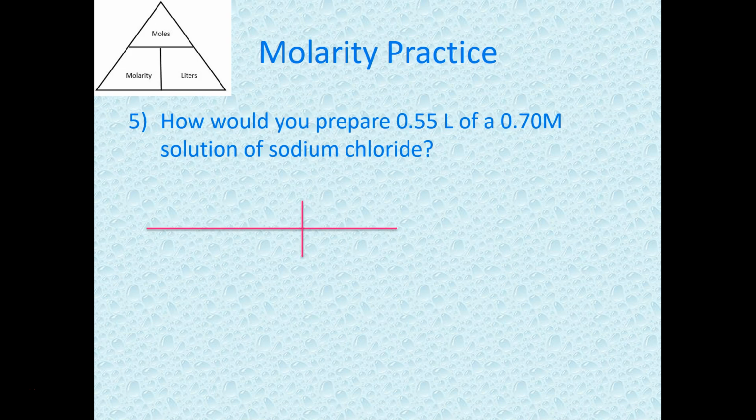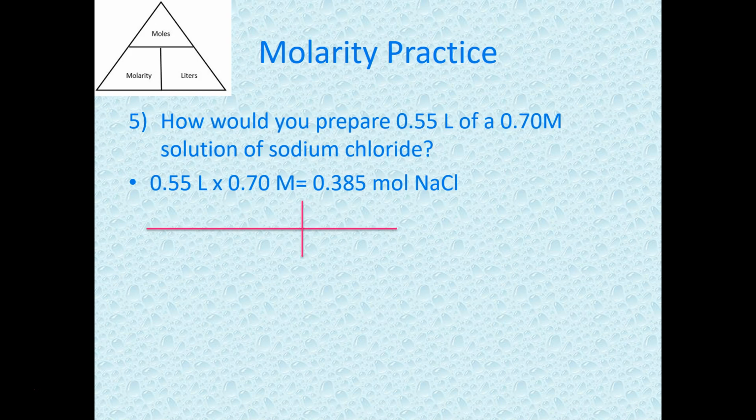So the first thing that we need to figure out is how many grams of that thing we're going to add, because we don't have balances that tell us in moles, so we need to go to grams. Up first, we're going to multiply our liters by our molarity, just like we see on the triangle up above, to get 0.385 moles of sodium chloride.